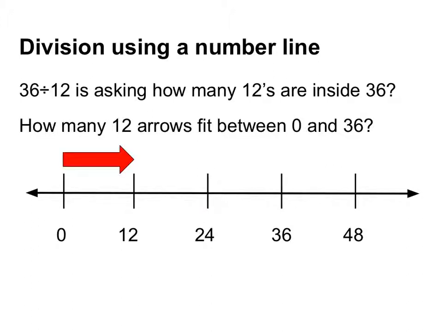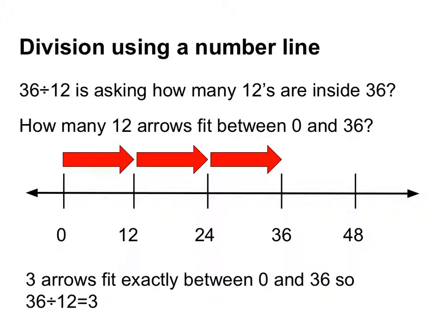So I have one red arrow that reaches to 12, my second red arrow reaches from 12 to 24, my third red arrow reaches from 24 to 36. So that tells me that 3 arrows fit exactly between 0 and 36, so 36 divided by 12 equals 3. Now, if they don't fit exactly, it means that you have some left over. So it would fit 3 and a little bit more times, or 2 and a little bit more times.